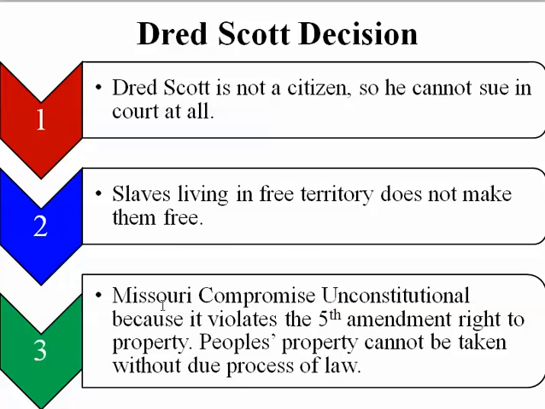And number three, the Missouri Compromise of 1820 was unconstitutional because it violated the Fifth Amendment right to property, that people's property cannot be taken without due process of law, and that Dred Scott was property, he was a slave, and that the Missouri Compromise kept his owners from taking him into free territory. So that's the decision. We can look a little closer at Roger B.